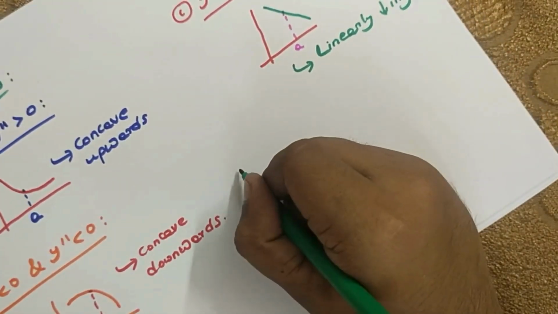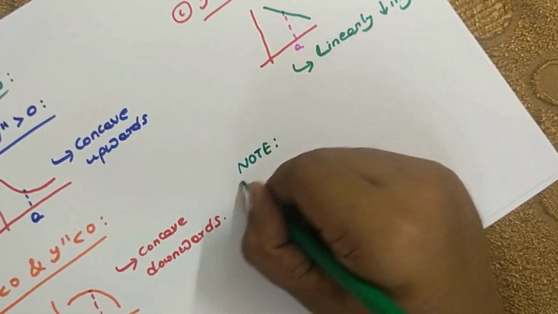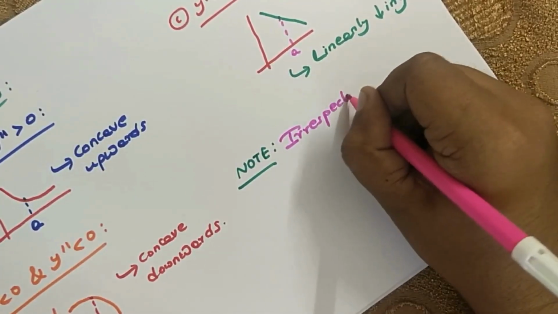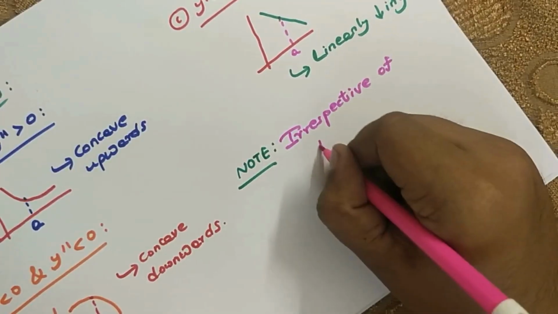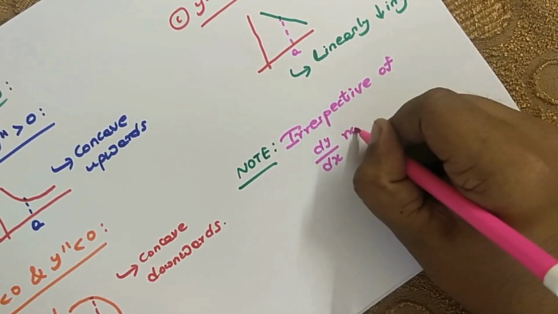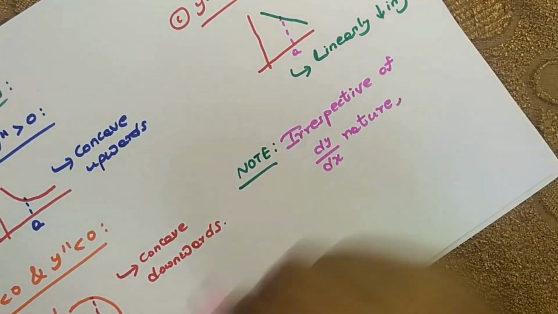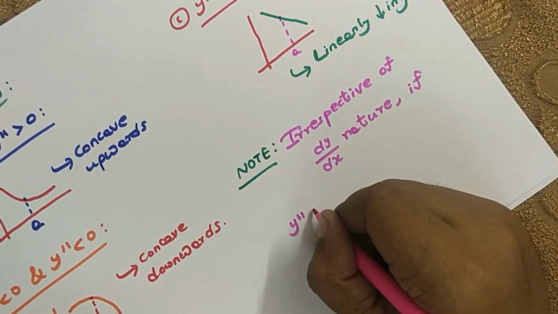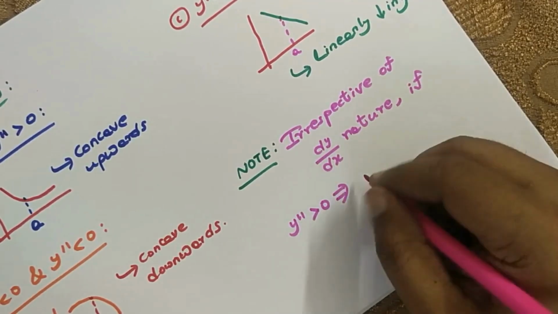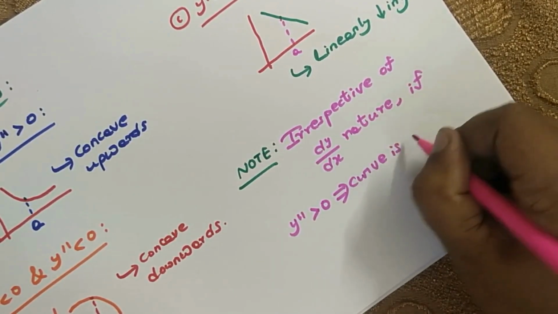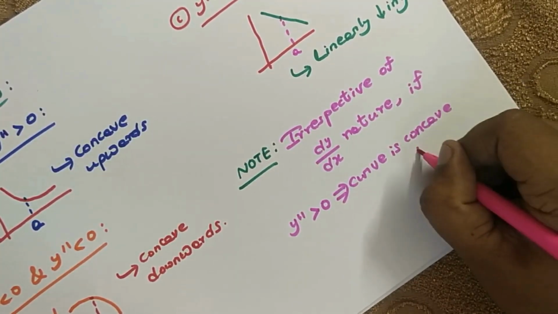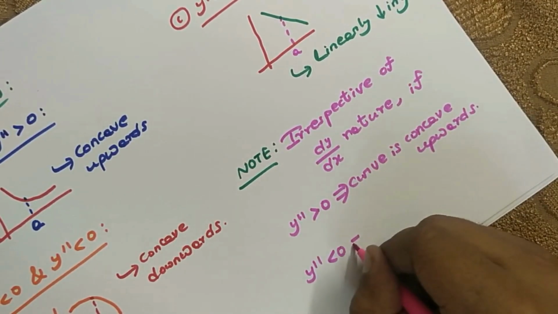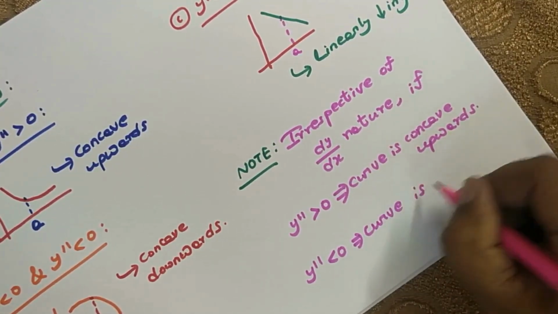So let's see one important note. Until now we have seen 6 graphs, and according to these 6 graphs, irrespective of our dy by dx nature or y dash nature, if our y double dash or d square y by dx square is greater than 0, which implies the curve is concave upwards. And if y double dash is less than 0, which implies our curve is concave downwards.